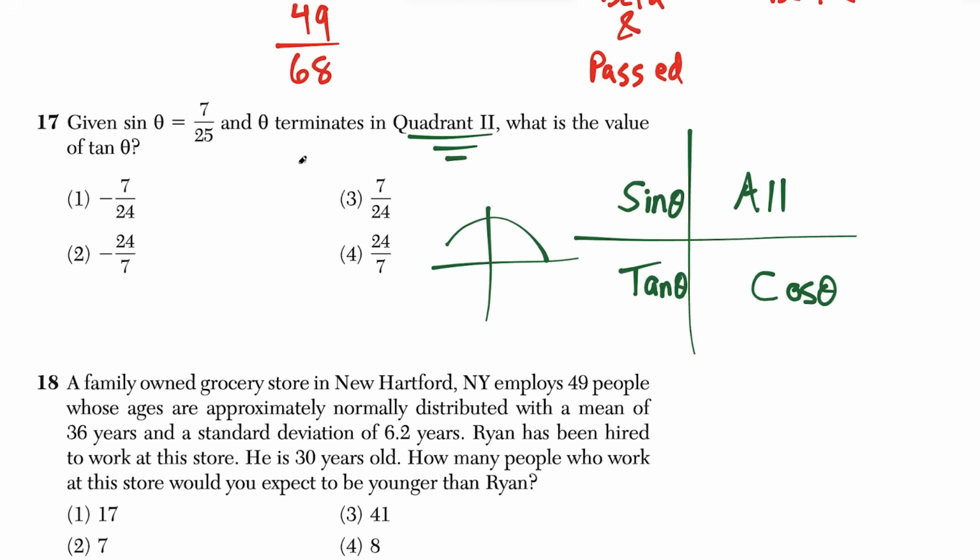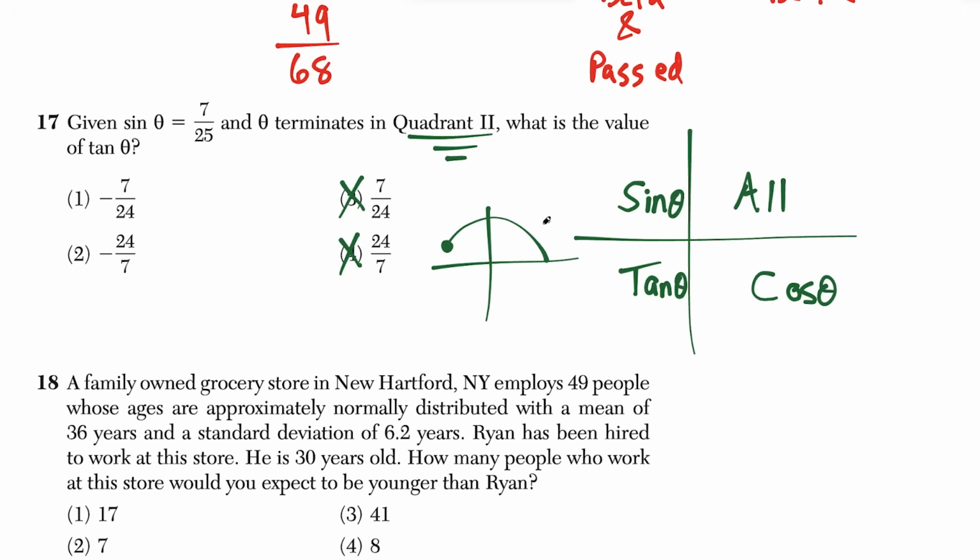So that's where my head goes. And that's why it makes sense here that sine theta is working out to something positive. That tells us if we're looking for tangent theta and we're in quadrant 2, the answer at the end has to be negative. So I can chop out choices 3 and 4. Now let's think about how we use this ratio here.